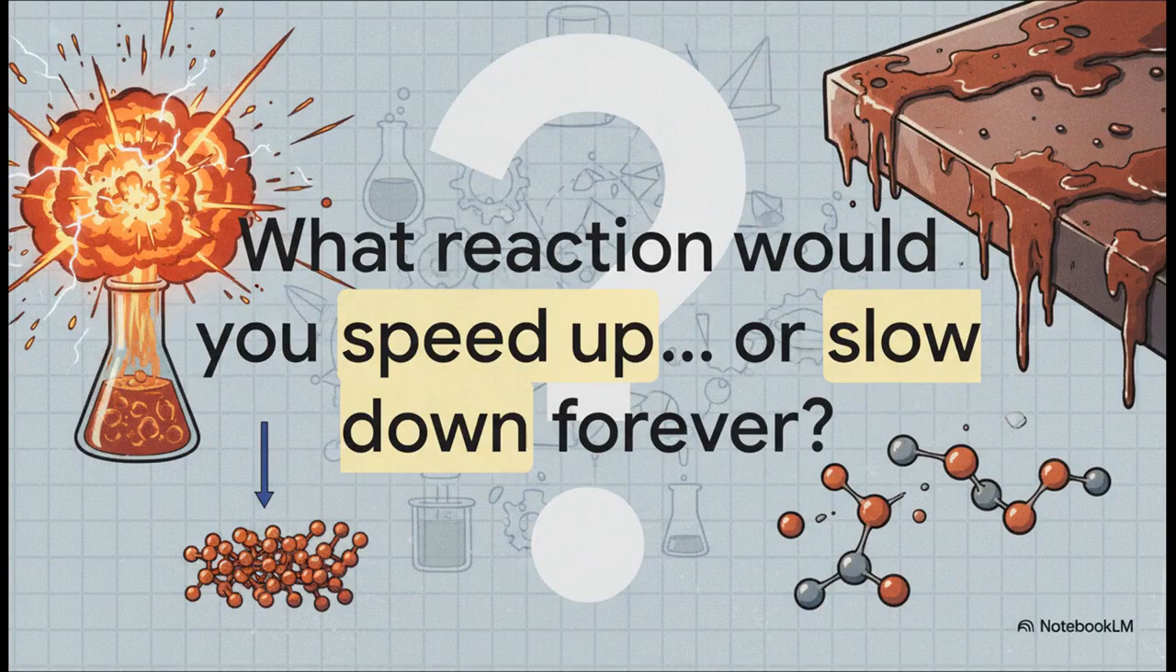And that kind of leaves us with one last question. Now that you know about the 4 control knobs of chemistry, what's a reaction in your own life you'd want to speed up? Maybe getting a stain out of your favorite shirt. Or what's one you'd want to slow down forever? Like maybe stopping your leftovers from going bad. The power to control that speed is all about understanding the rate of reaction.